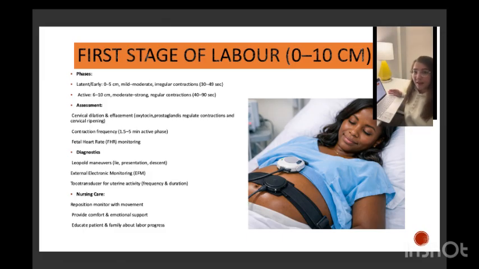So nursing care in that stage: we reposition and monitor with movement. We provide comfort and emotional support. Also we educate the patient and family about progress. Basically we are waiting and monitoring, assessing, and we are prepared, and we make a comfortable environment for that stressful situation, because it's also very painful. I think this is where the most pain occurs.